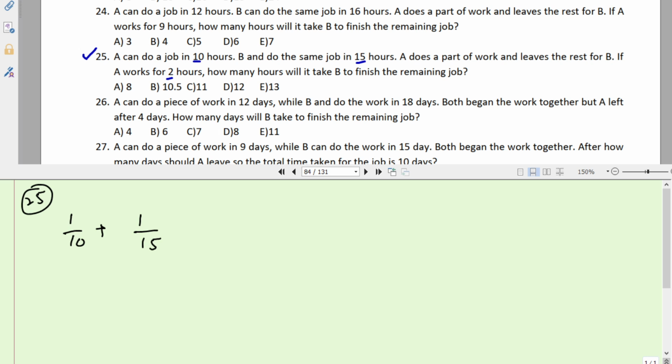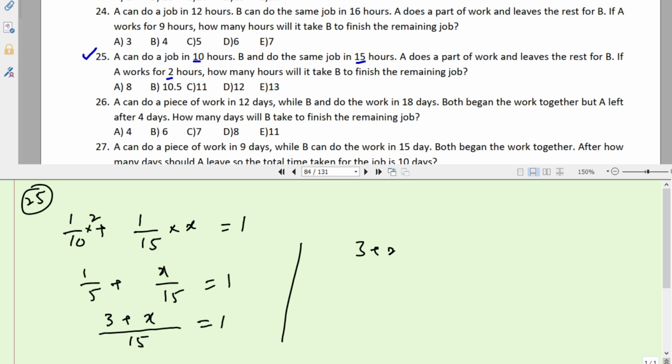So A works for how much time? 2 hours. So how long will B take? So you multiply this by 2 and this by x, and that's equal to 1. So 2 fives are 10, so it will be 1 over 5 plus x over 15 is equal to 1. So multiplying by 15, it should be 3 plus x is equal to 15, which means B should take 12 more hours to finish the job. The answer to this is 12.